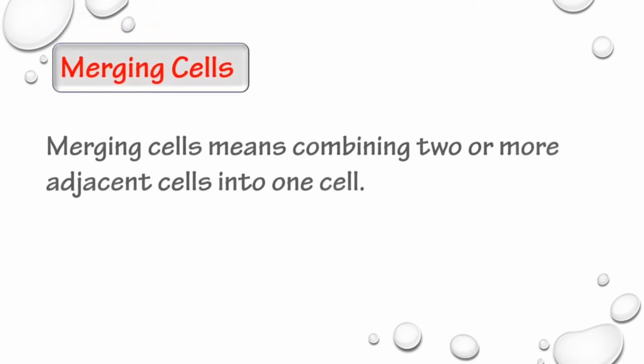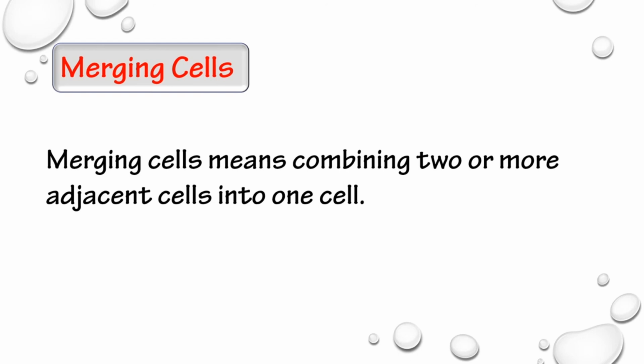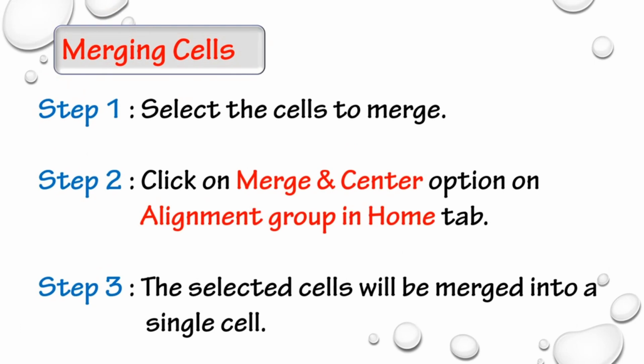Merging cells. Merging cells means combining two or more adjacent cells into one cell. To merge, step 1, select the cells to merge. Step 2, click on Merge and Center option on Alignment Group in Home tab. Step 3, the selected cells will be merged into a single cell.